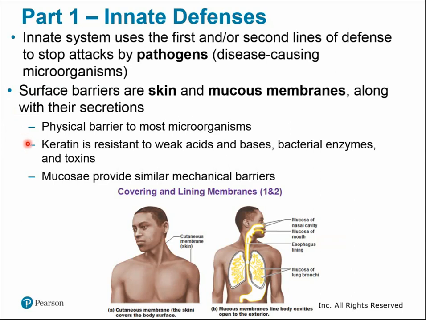The skin is filled with keratin, which makes the skin barrier more resistant to things like acids and bases, as well as some bacterial enzymes and toxins. And the mucosae that line the open body cavities have similar mechanical barrier functions.